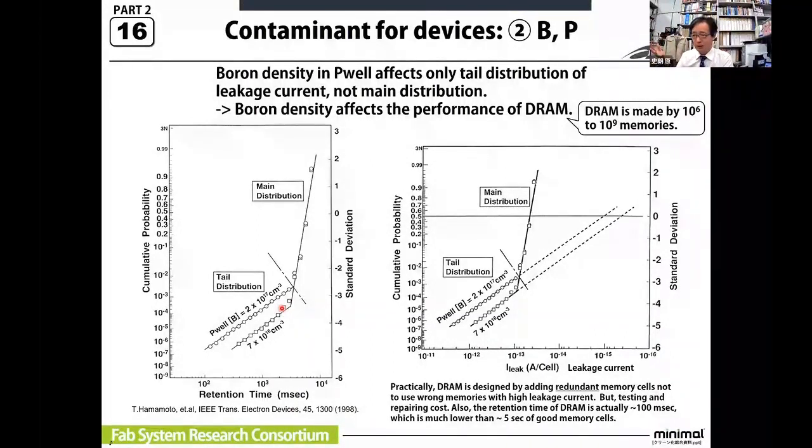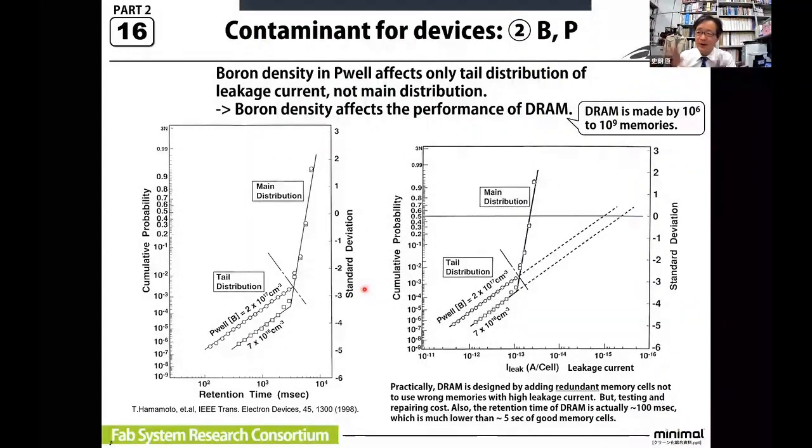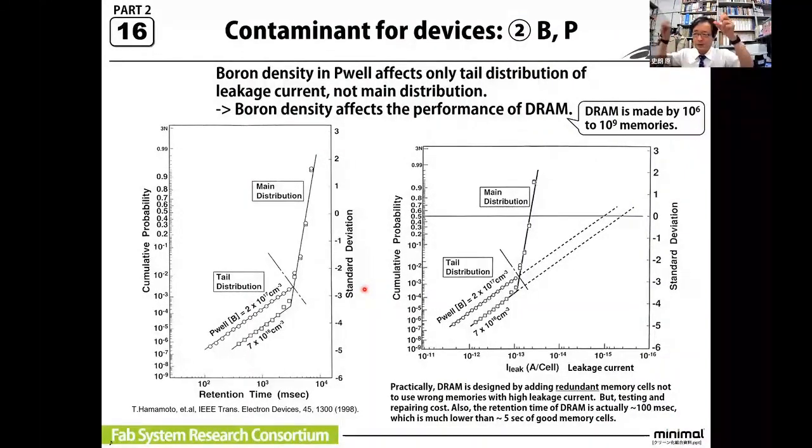So we have to prevent this kind of phenomenon. So to do that, nowadays in a fab, people use a chemical filter to get rid of boron and phosphorus.